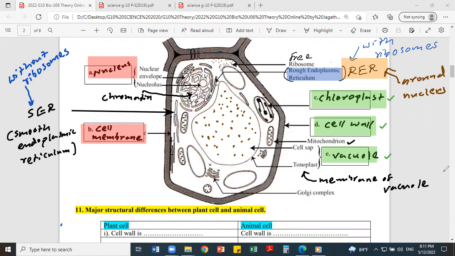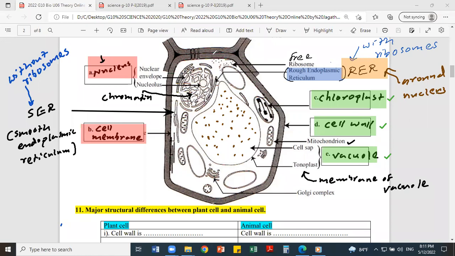And who releases energy? Mitochondria. Who controls all these cellular activities? Nucleus. The nucleus contains chromatin or chromosomes, genetic material. The nucleus contains what? Storage of what? Genetic material like DNA, RNA or chromosomes. All this you get inside the nucleus.